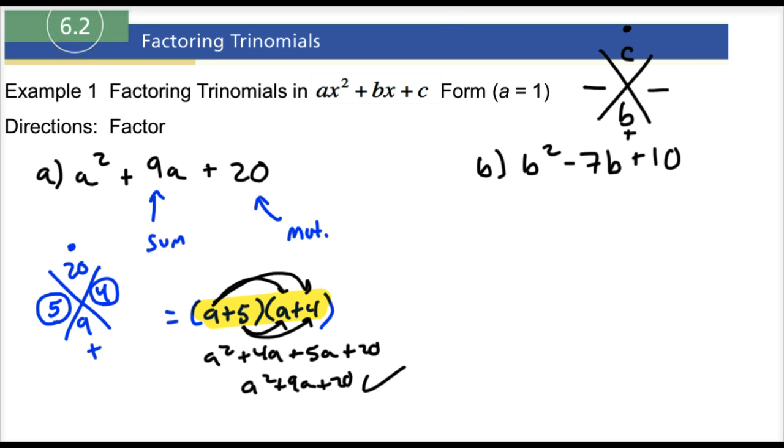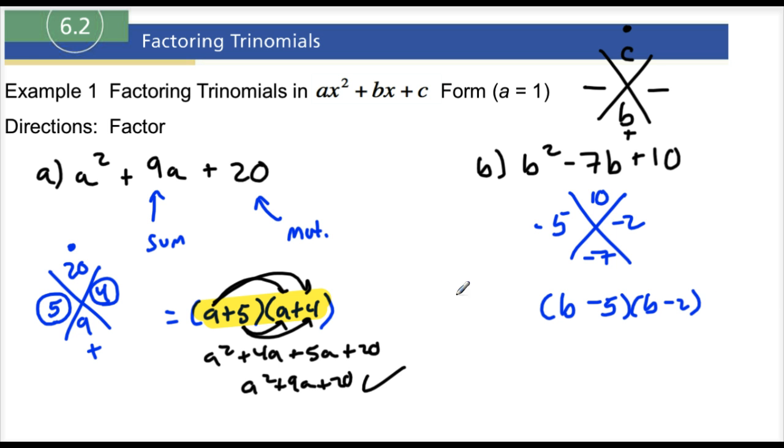Let's look at this one. We're going to do the same thing. Make your little X again, 10 on top, negative 7 on the bottom. We need two numbers that multiply to give us 10 and add to get negative 7. I know 5 and 2 give me 10 and 7, but I want a negative 7, so both of these must be negative, because negative 5 times negative 2 is a positive 10. And when you add those, you get negative 7. So our answer is b minus 5 times b minus 2.